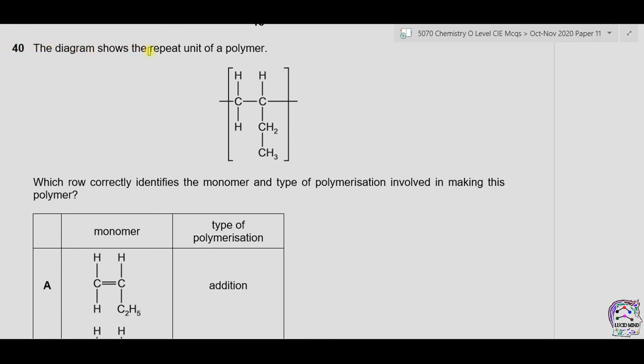Question number 40. The diagram shows the repeat unit of a polymer. This is the repeat unit. Which row correctly identifies the monomer and type of polymerization involved in making this polymer? Now we can draw the monomer from this repeat unit. The side bonds will be removed and a double bond will form between these 2 carbon atoms. So it will be like this. As a double bond is present in the monomer, the type of polymerization will be addition polymerization.